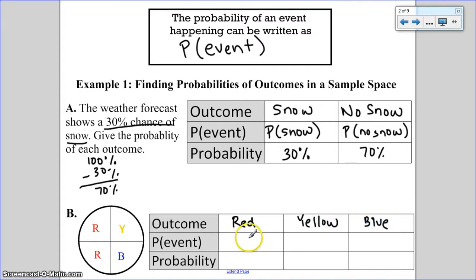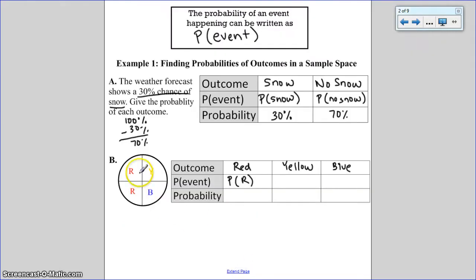So for instance, if we're talking about the probability of this outcome, we could just say P of R, which in this case R stands for red. Well, we know, looking at this spinner, that there are 2 sections that are red out of 4 total, and that's really the same thing as 1/2, and we know that 1/2 is 50%.